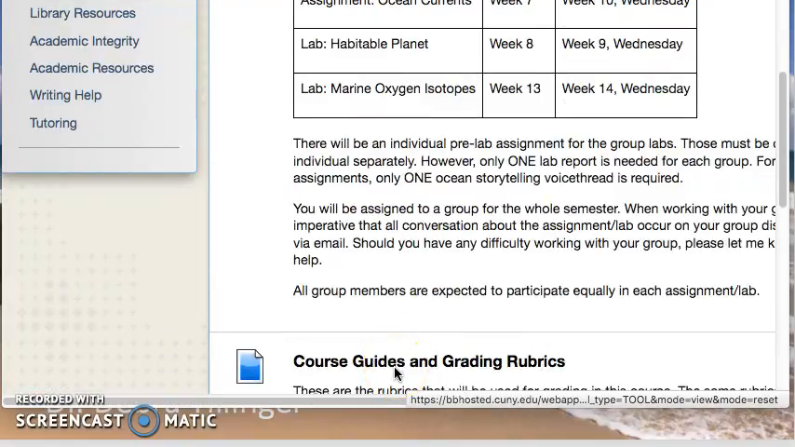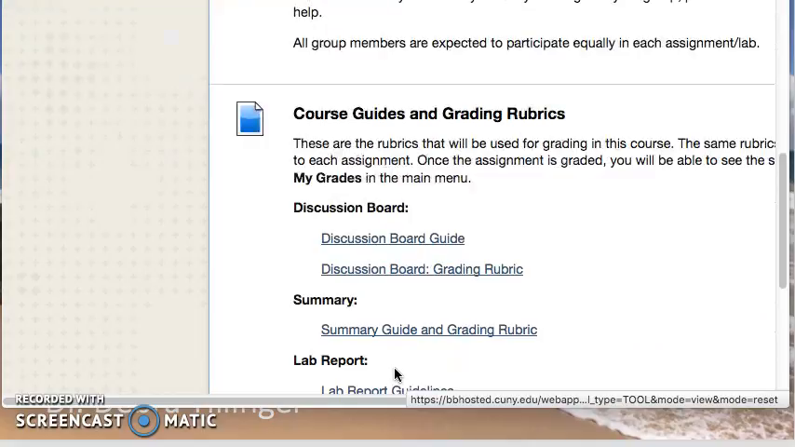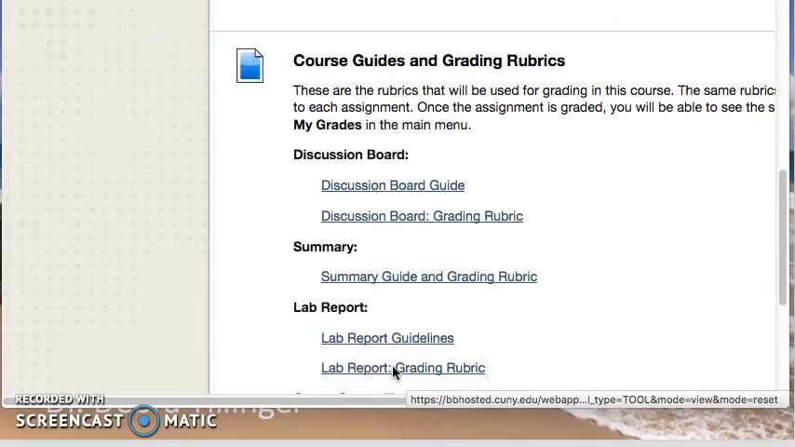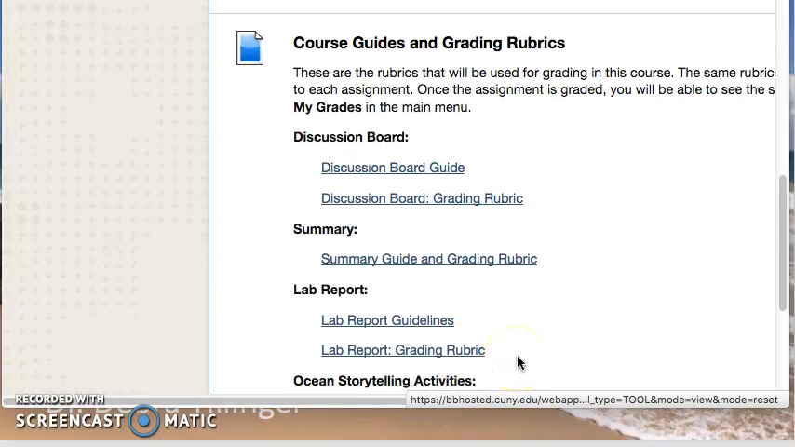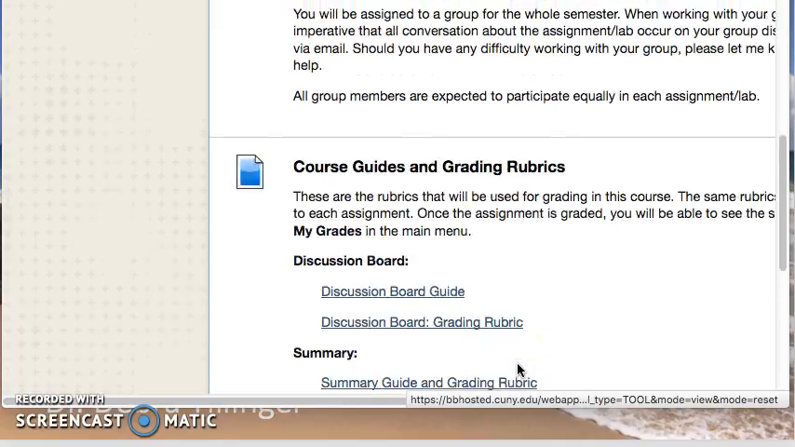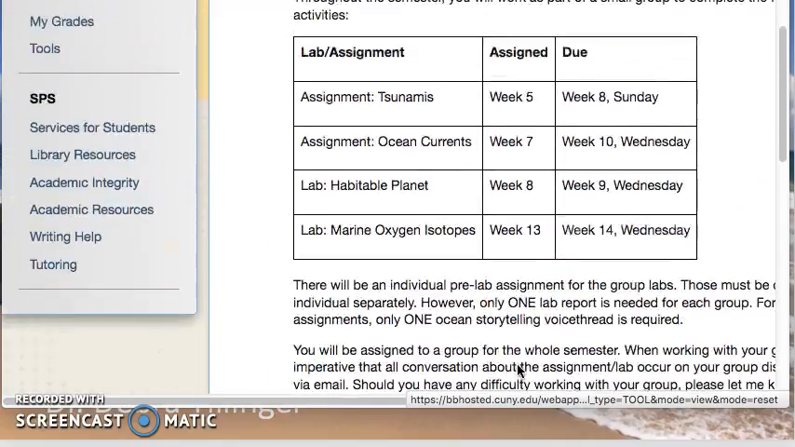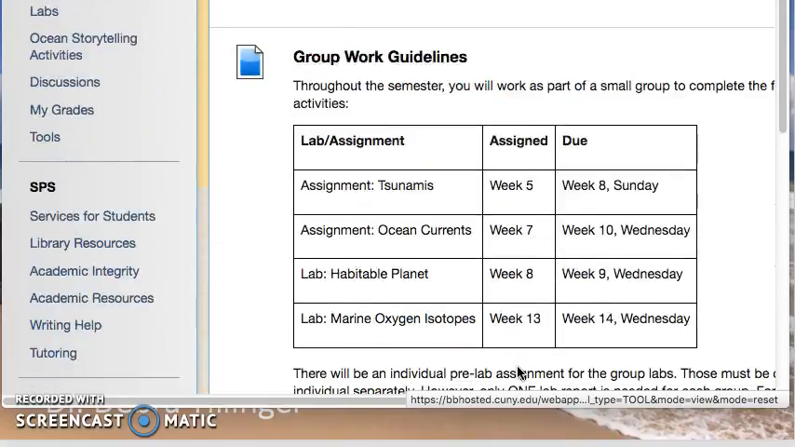There will be labs and other activities that require you to use the material you've learned to do something new, and also discussions, summaries, and quizzes to review material. Here are the grading rubrics for everything, except the quizzes, since they're pretty self-explanatory. 2 of the labs and 2 of the ocean storytelling assignments will be done in small groups. You'll work with the same group throughout the semester.